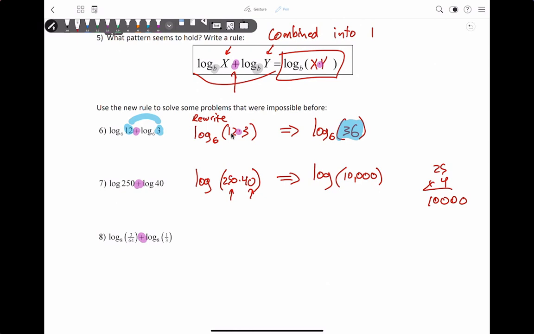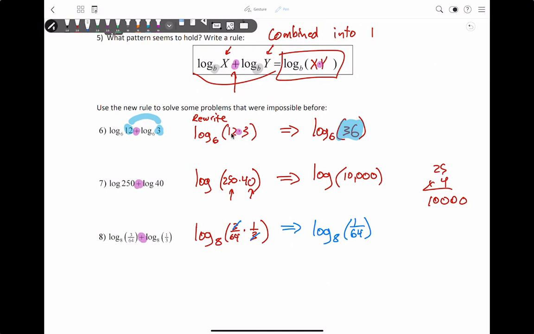The next one, we're still going to multiply. We're going to multiply and combine these into 1 log base 8 with 1 argument. And it's going to be 3/64 multiplied with 1/3. Okay, notice that these are going to cancel, reduce to a form of 1, and all we have left is 1/64. So our answer would become log base 8 of 1/64.